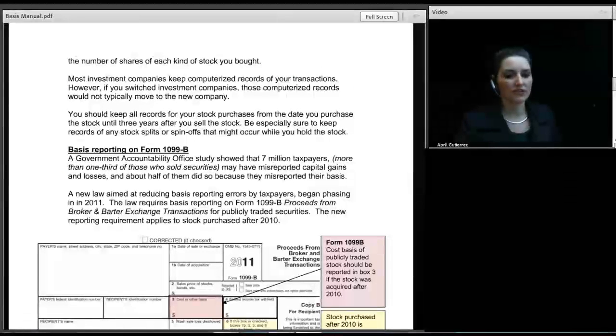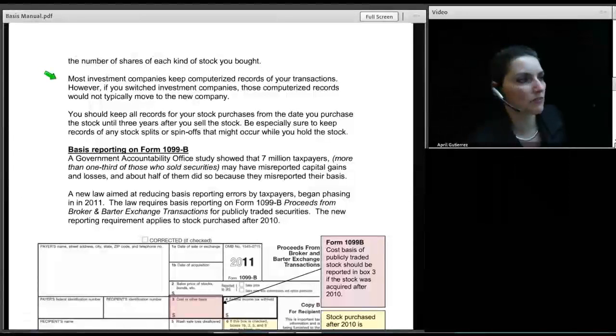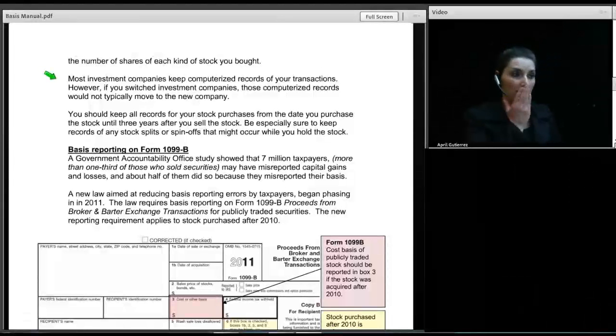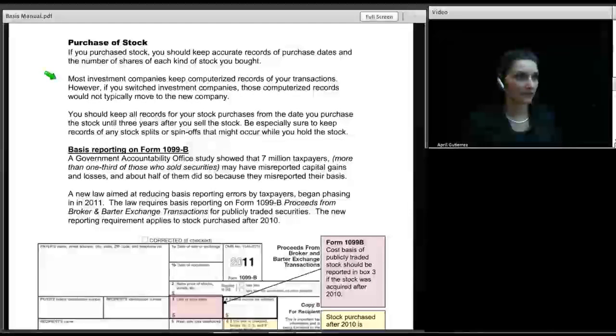Purchase of stock. If you purchase stock, you should keep accurate records of purchase dates and the number of shares of each kind of stock you bought. Most investment companies keep computerized records of your transactions. However, if you switch investment companies, those computerized records do not typically follow you. Now, there is a new rule in play: the IRS is saying it is now the brokerage house's responsibility to track basis and report it to the IRS.